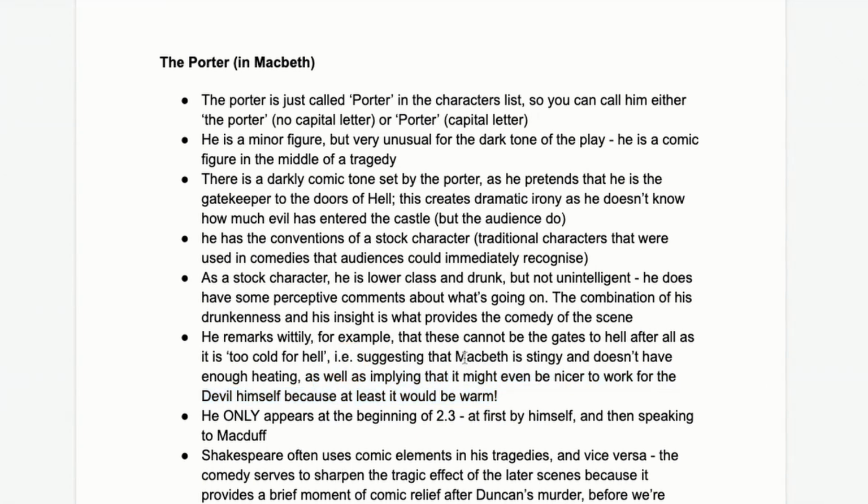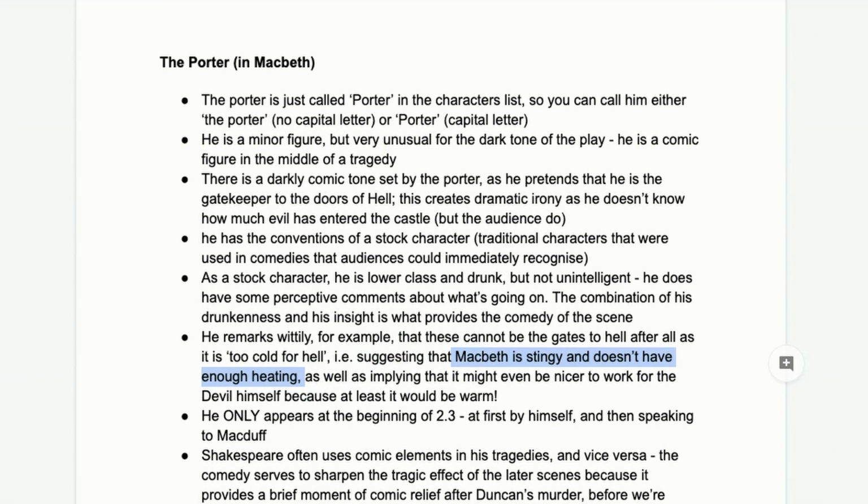And he's also suggesting that Macbeth is sort of stingy and doesn't pay for the heating properly, which is funny because it's such a minor point. We're dealing with this psychopathic murderer who's been on a rampage and is killing everyone around him, and the porter's moaning about the fact that he doesn't pay for heating. Because we know Macbeth really well, we'd be like, of course he doesn't pay for heating. But from the porter's point of view, he doesn't know all this about Macbeth, so he's just like, oh, this nasty boss who won't pay for my heating.